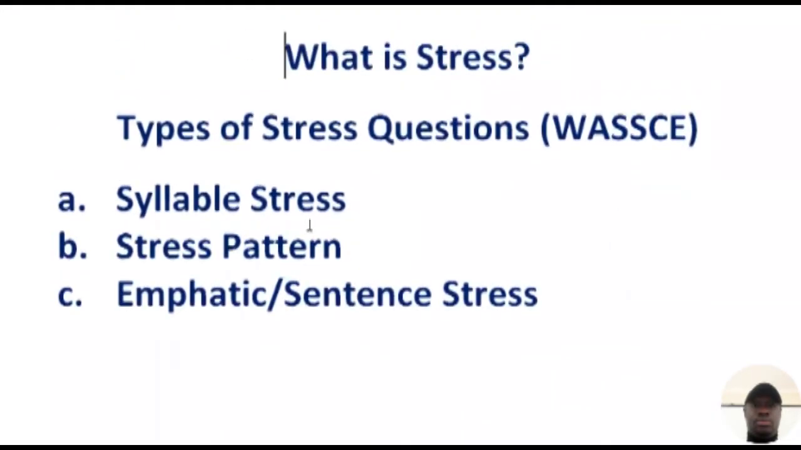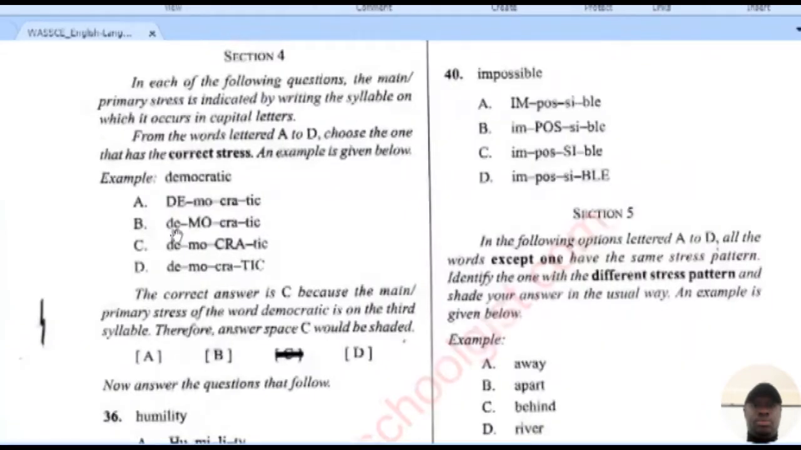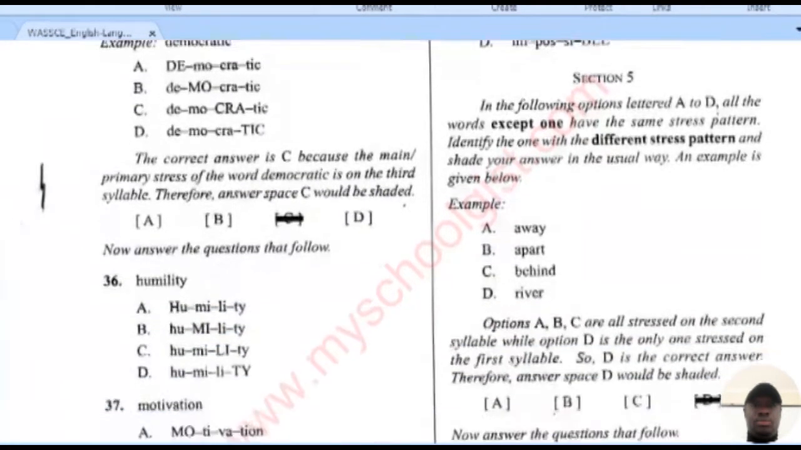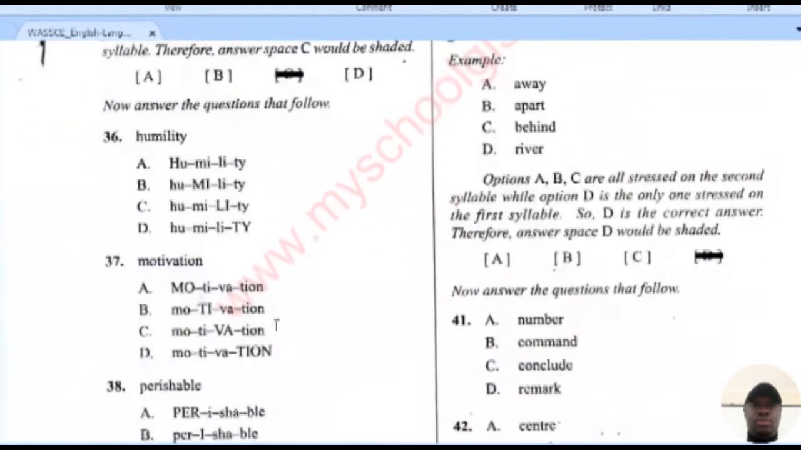They give you the syllable stress, which is this one. I hope you can see my screen. They'll give you a word and they'll ask you to pick the correct option where the correct syllable is pronounced. For example, in democratic, you find the syllable in the cra. Okay, so when they give you an example like this, for example, motivation.